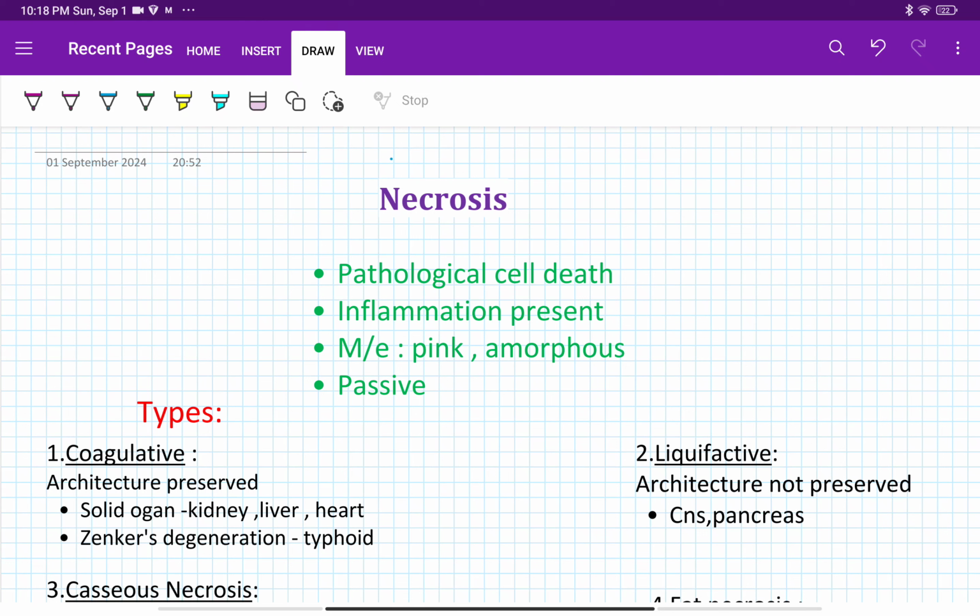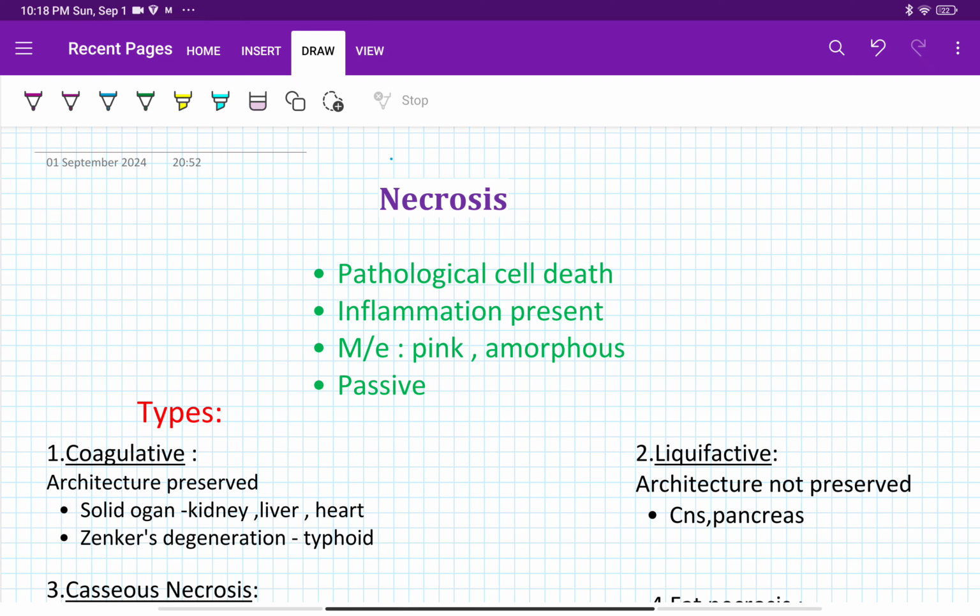In this video I am going to discuss the topic necrosis, which is one of the most important topics for our NEET PG. What is necrosis? Necrosis is a pathological cell death, and inflammation is present. Microscopic examination shows pink amorphous material, and no ATP is used, so it is a passive process, and also the cell swells in necrosis.